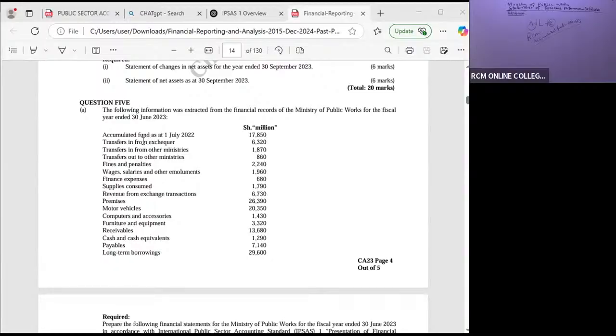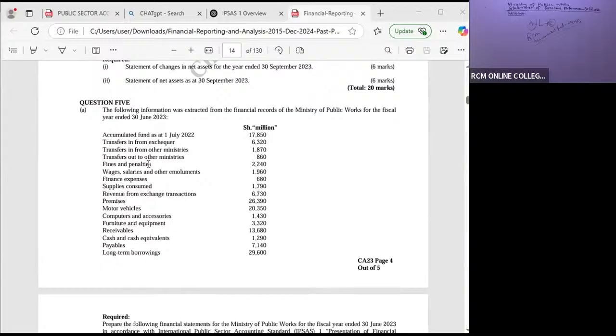Now, look at the first one. I can see transfers in from exchequer. Wow. Money coming in from the exchequer, from the consolidated fund. This must be a revenue. So if I were you, I would write there in brackets, because you have your own papers, R for revenue. Transfers in from other ministries, I will write this as R. It's revenue. Transfers out to other ministries, they have worked for us. We've given them money. This must be an expenditure for us. I'll write E there.